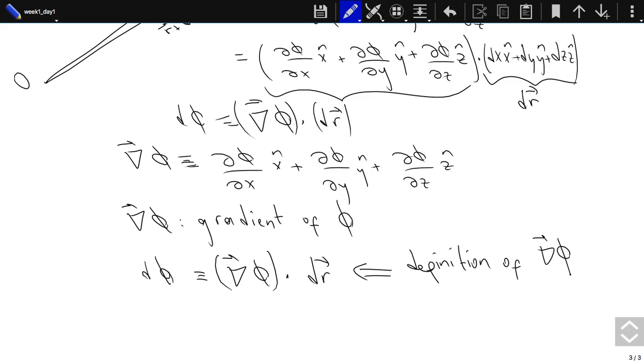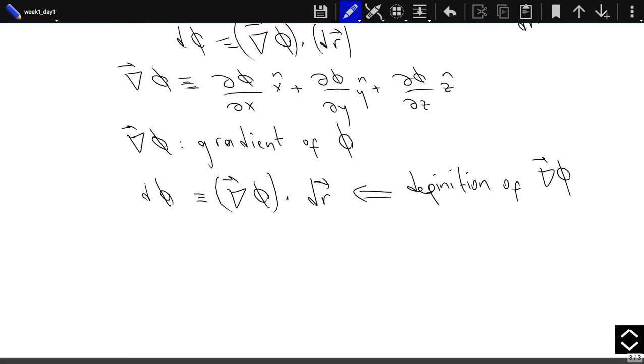If you start from here and express dr in terms of x, y, and z coordinates, then dr is just dx in the x hat, dy in the y hat, dz in the z hat, then you would see that this definition is equal to that one over here. Well, just let's see how we can see it in Cartesian coordinates.